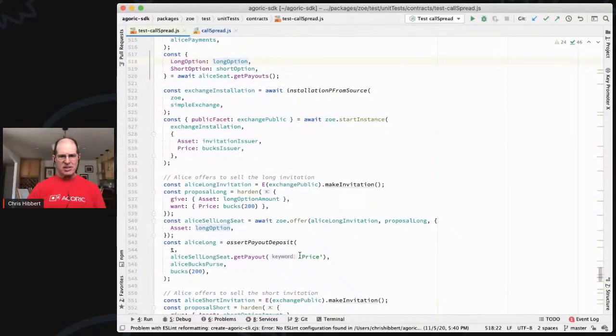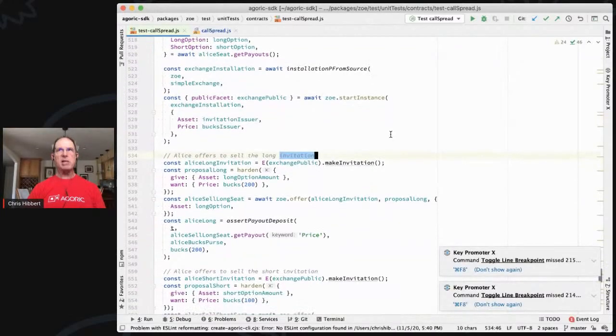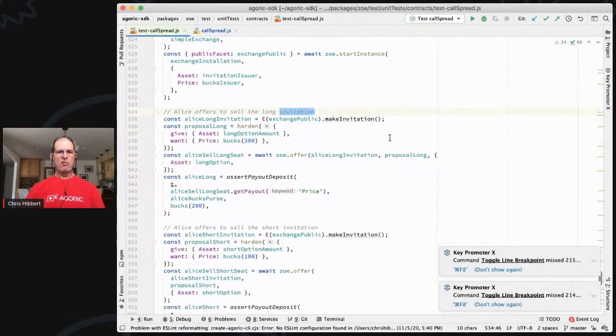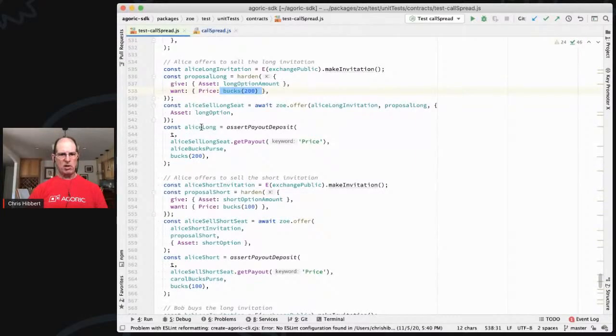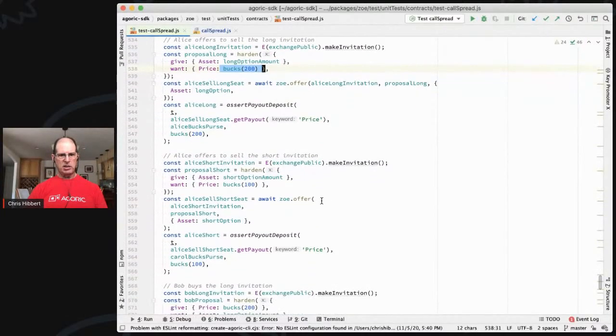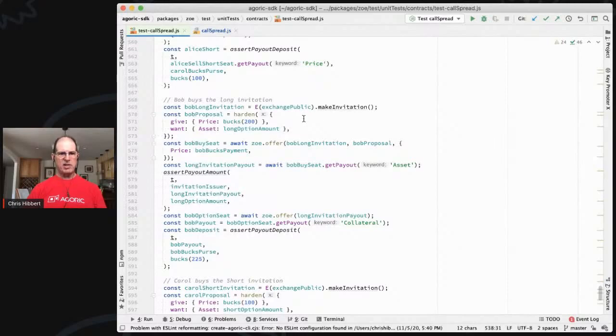And I think she sells the long option, so she's making an invitation here for presumably Bob, because Bob is usually the second party. So she makes an invitation for an exchange in which she's going to give the long option. She's going to ask Bob for $200, and so she does a deposit of the long amount. Oh, I see. In this case, I wrote it so that she sells them both, but I'm only going to show Bob. Bob wants to buy the long invitation. He wants to say this is the long option amount, and he can actually look at that and see what it is.